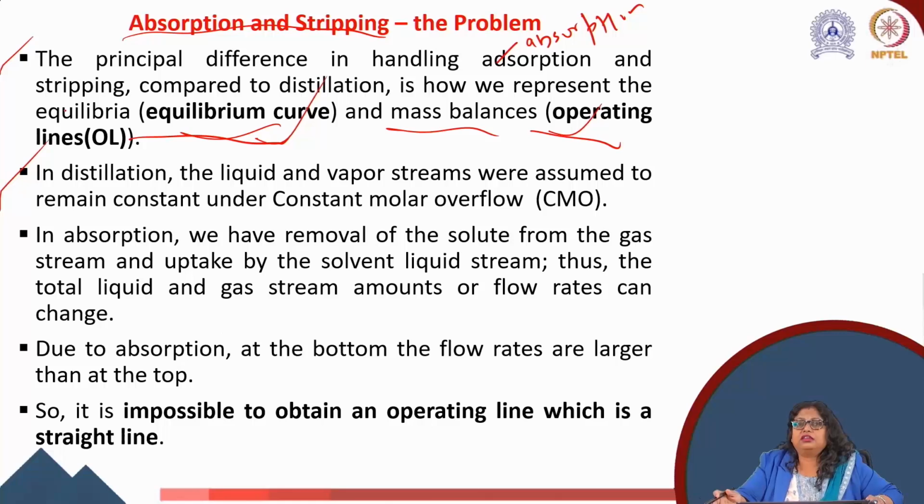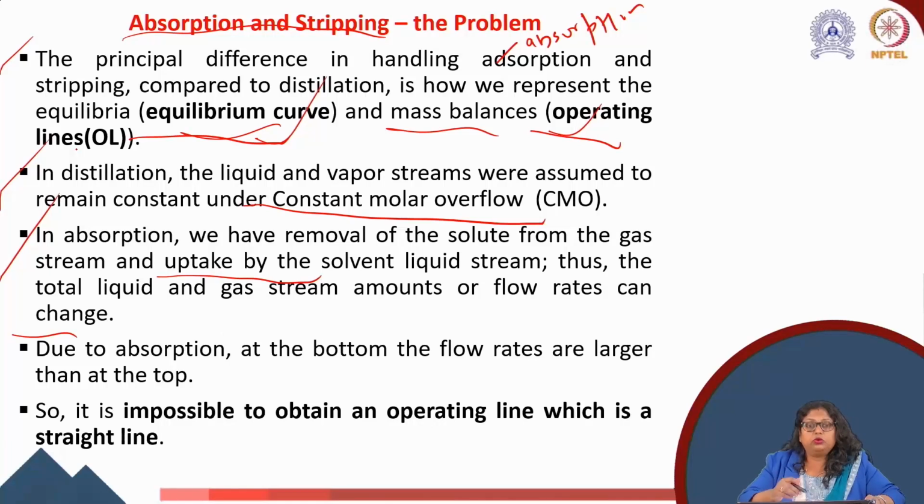In distillation, the liquid and vapor streams were assumed to remain constant under constant molar flow. But in absorption, we have removal of a solute from the gas stream and uptake by the solvent liquid stream. So the total liquid and gas stream flow rates can change. Due to absorption, the flow rate at the bottom is larger compared to the top. From the top you have a solvent coming in, which we call the lean solvent.